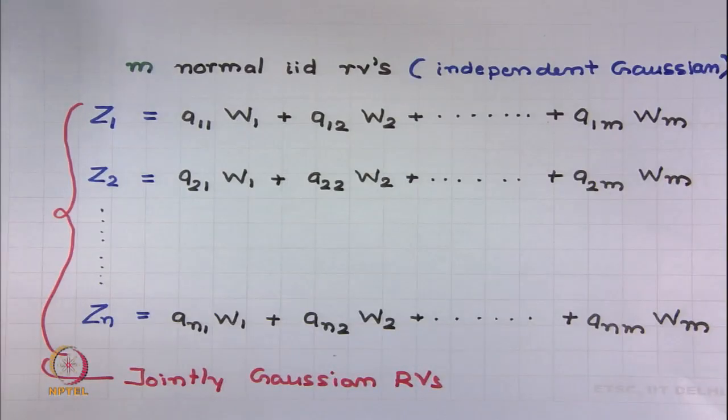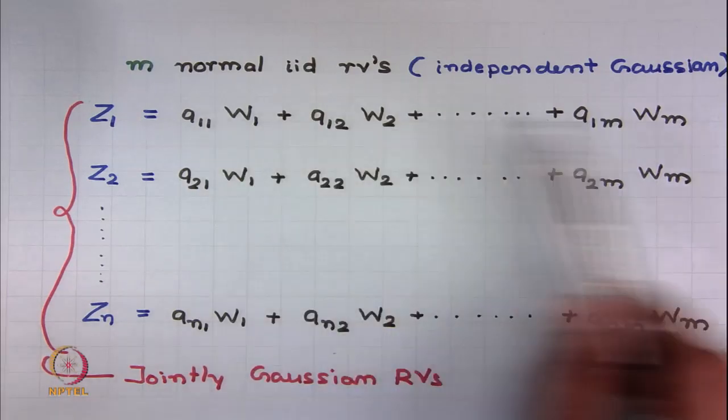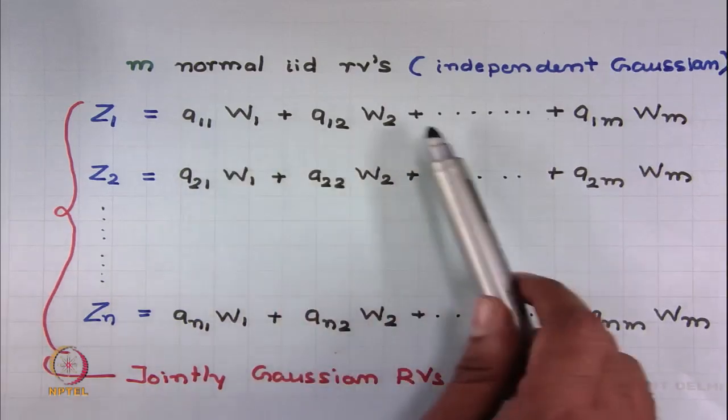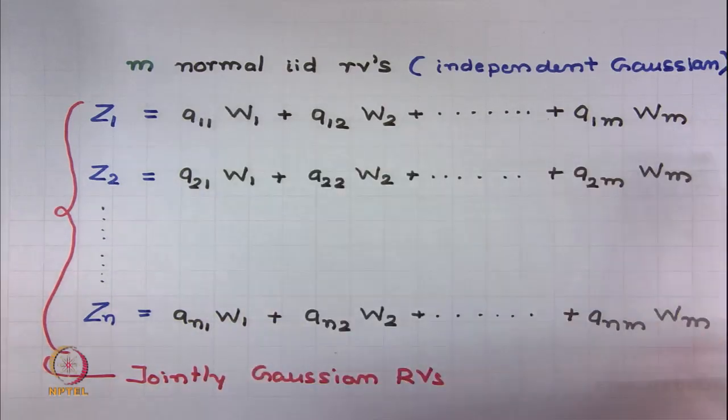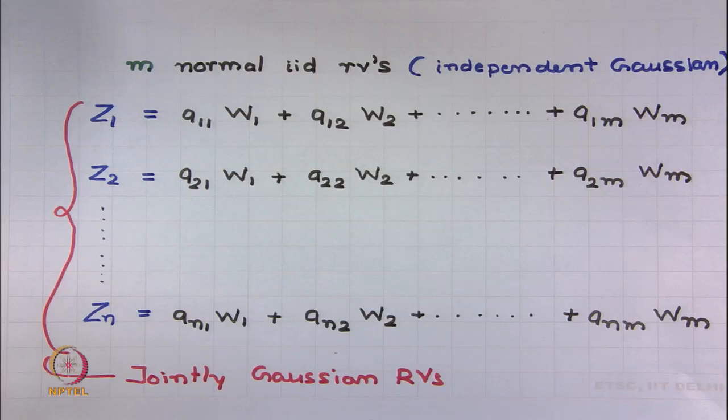Let us first recap the main ideas that we discussed in the last lecture. Here comes the first big idea. If we have m IID normal random variables, W1, W2 and Wm, and if I make different linear combinations of these normal IID random variables, then what I end up with are jointly Gaussian random variables. So, Z1, Z2 and Zn are jointly Gaussian random variables. We have defined jointly Gaussian random variables as the random variables which are obtained by different linear combinations of a common underlying set of normal IID random variables.